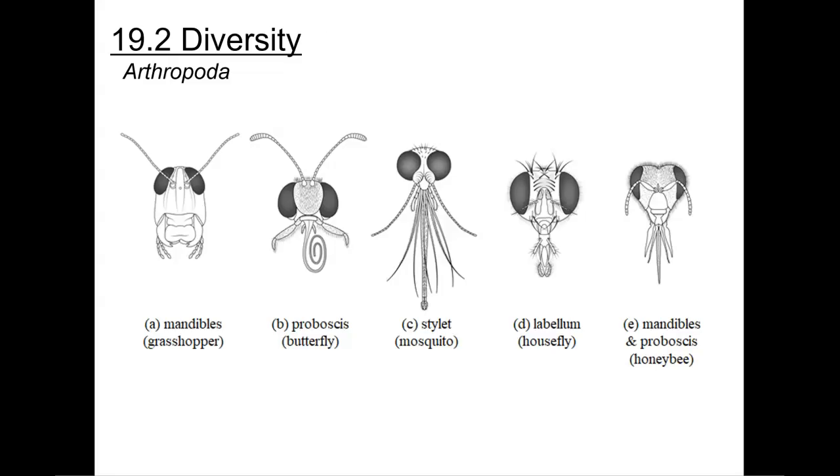So in this picture, you can see each one of these mouth parts. With the mandibles, you're going to see those located in this area. With the proboscis, we're going to see that located here. With the stylet, that's the part that comes in and is able to penetrate. The labellum is this part that you see here, like with a housefly. And then the honeybee has kind of a mixture. It will have mandibles on the outside, and it has the proboscis that comes through the center here.